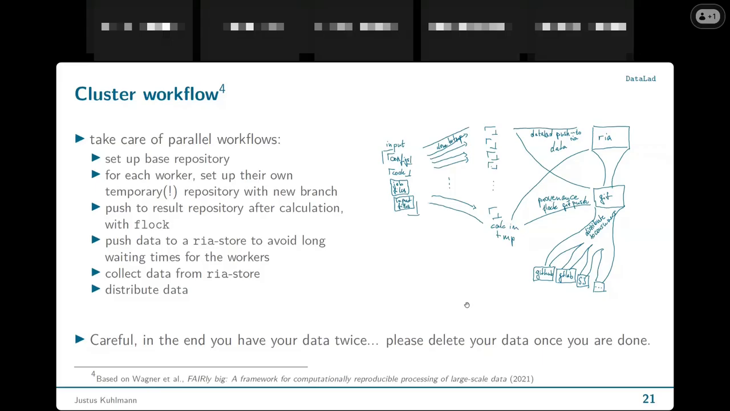The same is actually also true in the end for your RIA store, because, I mean, you can also put it somewhere else, but I put that also on our cluster. And yeah, basically, once you funnel all your data into your Git repository, you have your data at least once in your RIA store and once in your Git repository. And yeah, that doesn't really make that much sense, to have the same data twice on the same cluster.